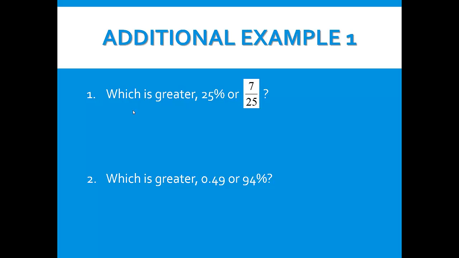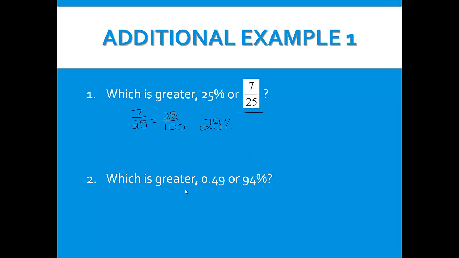So 7/25. If we want to convert it to a fraction out of 100, we would have to multiply the denominator 25 times 4 to get 100. 7 times 4 would then be 28. And 28 hundredths would be 28%. 28% is greater than 25%, so 7/25 would be greater.